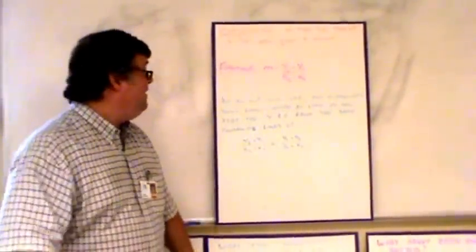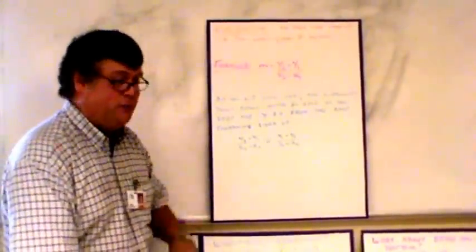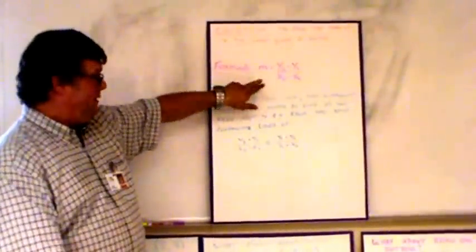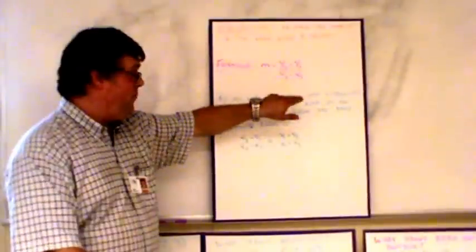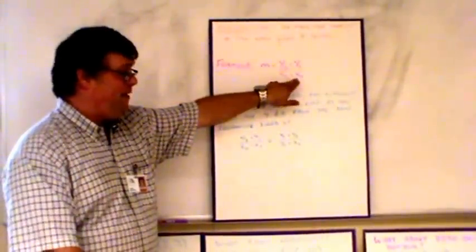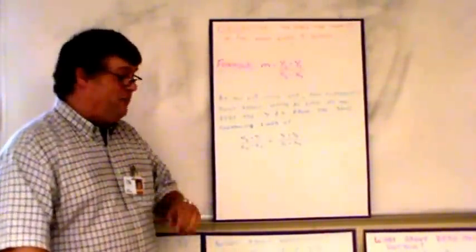Hello. Today's lesson is on the slope formula. The objective today is to find the slope of a line given 2 points. The formula is m equals y sub 2 minus y sub 1 over x sub 2 minus x sub 1. Don't worry, we're going to end up getting rid of those subs shortly here.